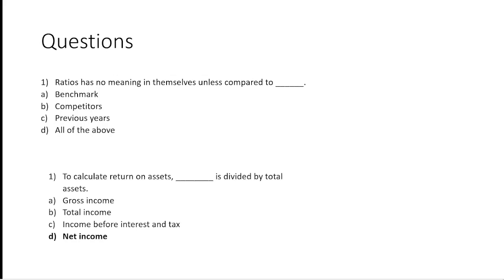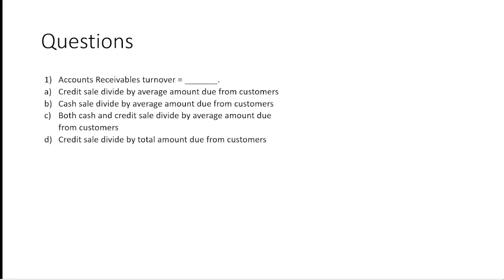Now, the next question that we have is, to calculate the return on assets, what is divided by total assets? Gross income, total income, income before interest and taxes, or net income. Correct. Net income. So that's the right answer. There you go. You're right. So the net income is divided by the total assets to get the return on assets.